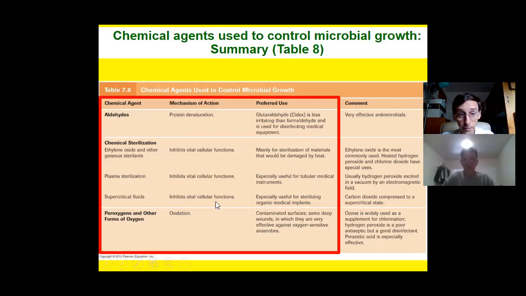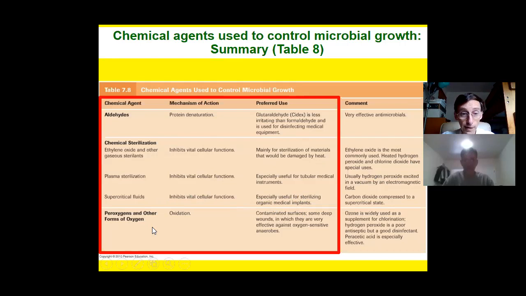Supercritical fluids, also inhibiting vital cellular functions, are useful for sterilizing organic medical implants. So if you have, say, a heart valve, they sterilize it in a supercritical fluid before they place it into a patient to replace their heart valves. Any question about that?